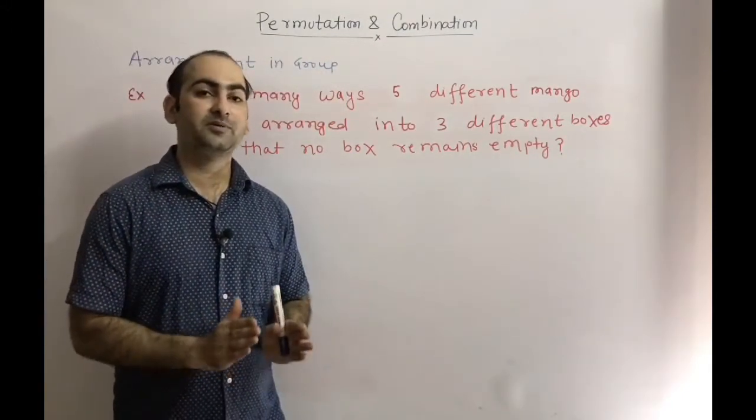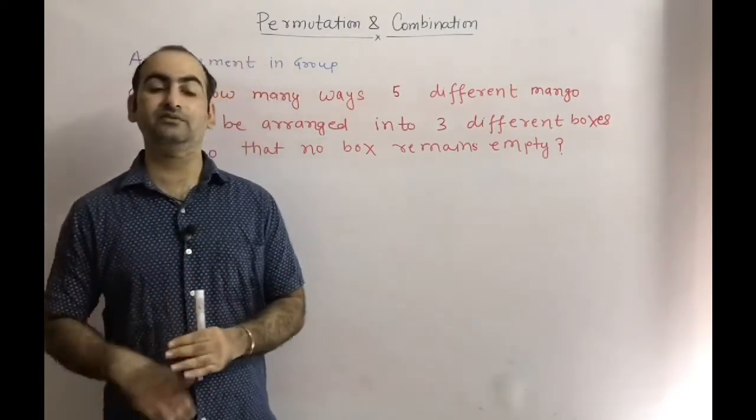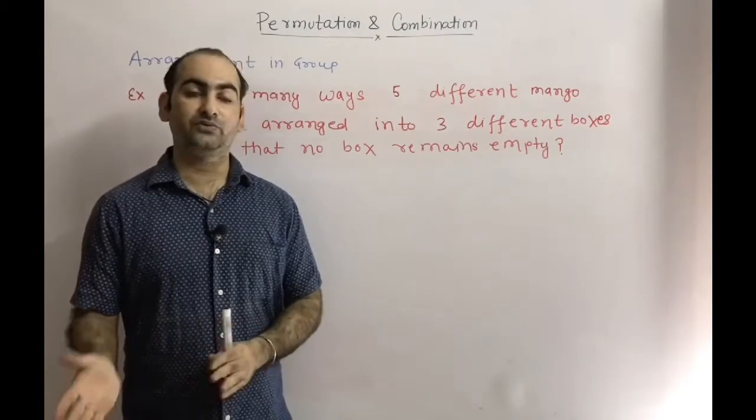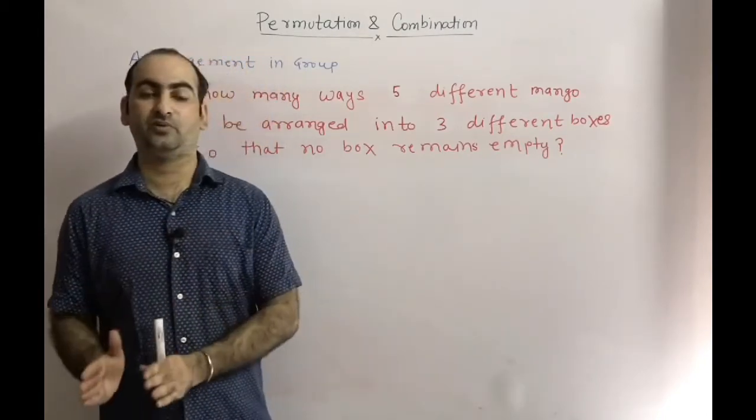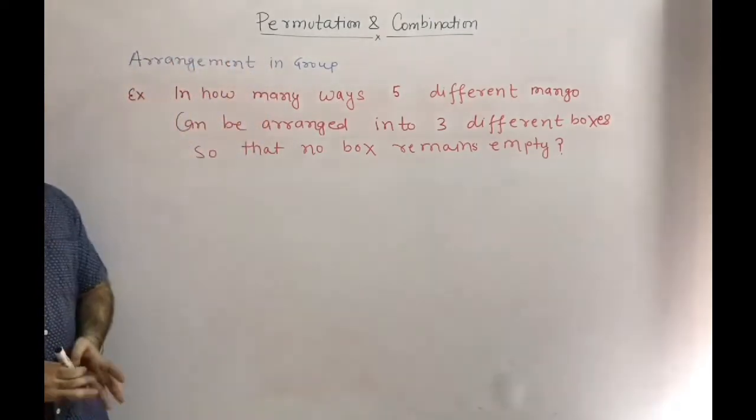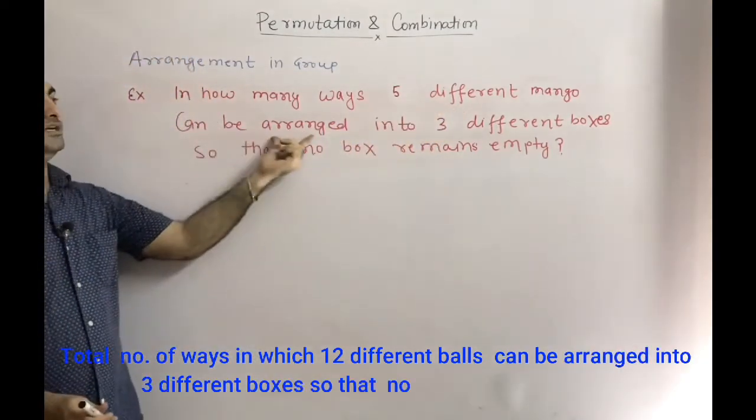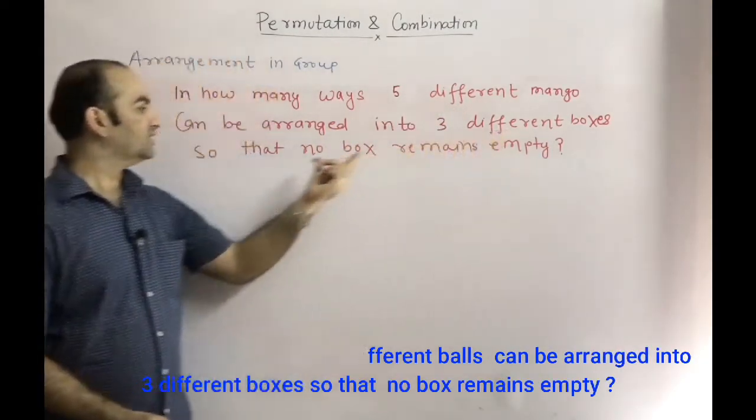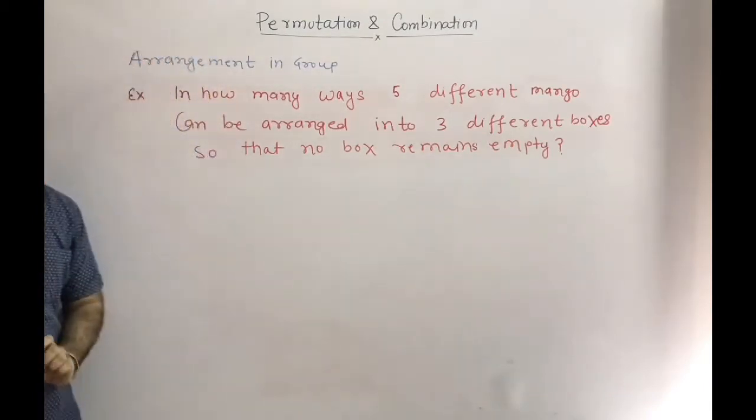Whenever a problem comes, we have to find out whether it is an arrangement or a distribution problem. Next we will discuss distribution. So we have to differentiate whether it is an arrangement problem or a distribution problem. For that I am taking one more example: in how many ways can 5 different mangoes be arranged into 3 different boxes so that no box remains empty? This problem we want to solve.